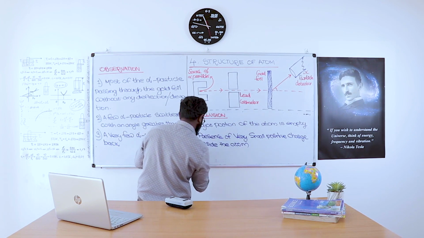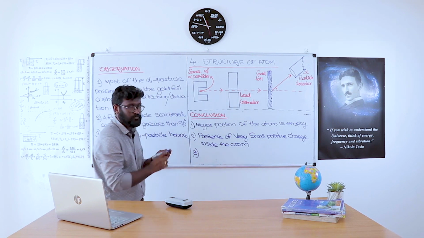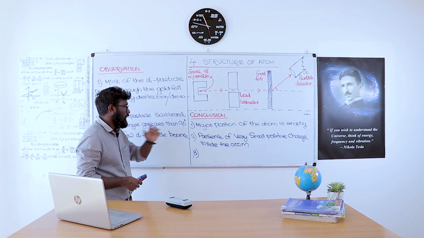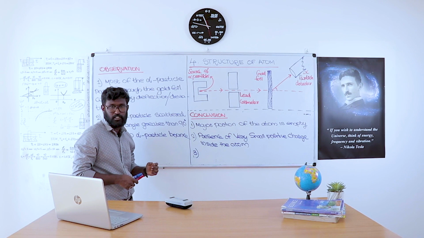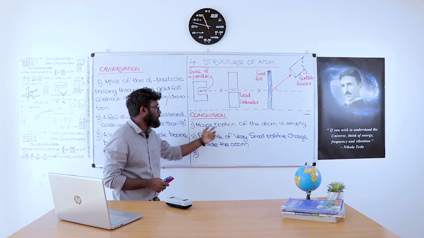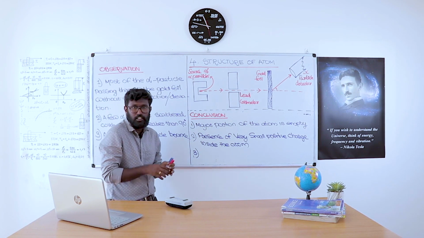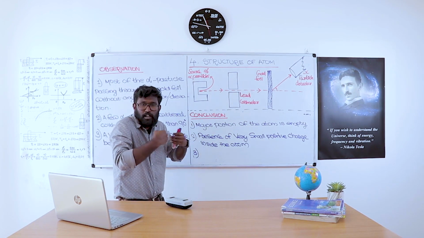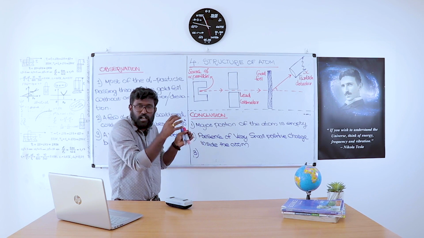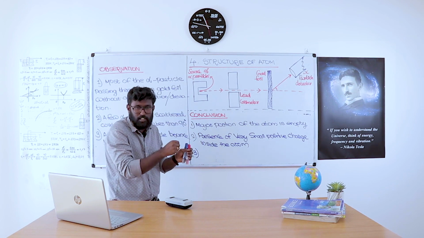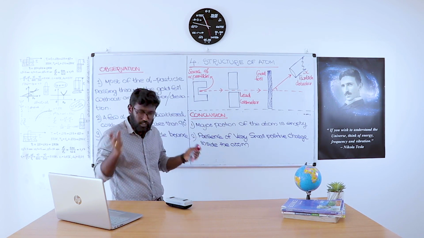And what about the third point? The third point means that they bounce back. And a major portion of the atom is empty. From the first point in the conclusion and the last point in the observation, it is clear that almost the whole mass of the atom is concentrated at the center of the atom.